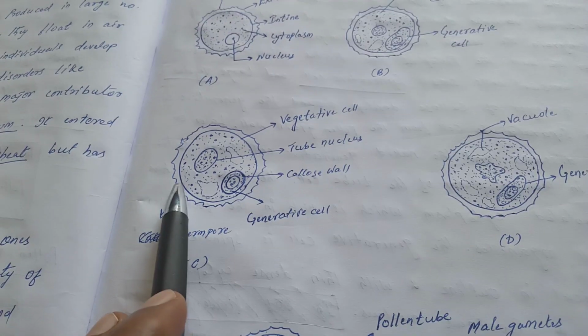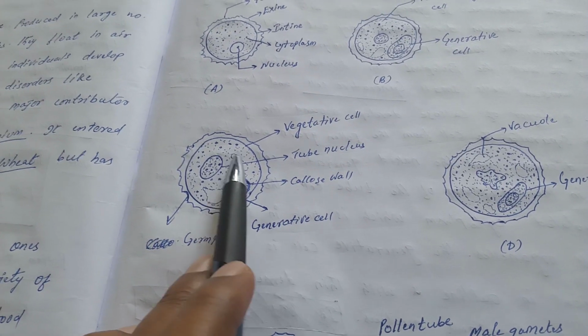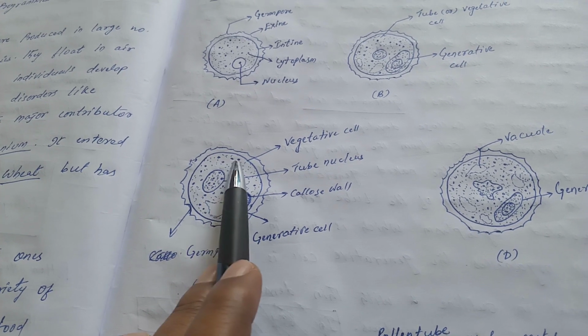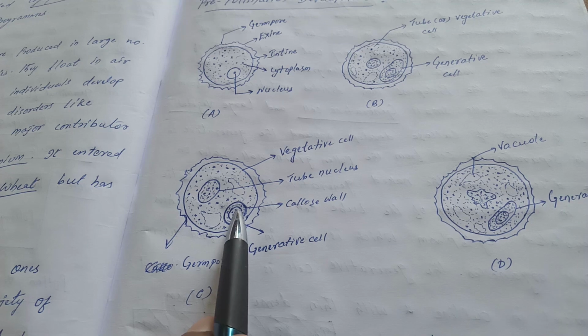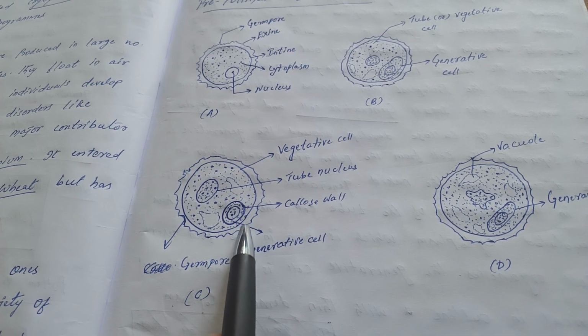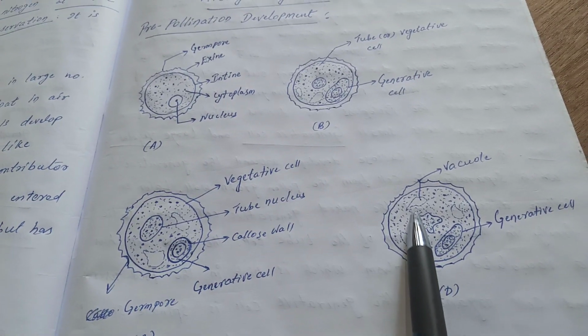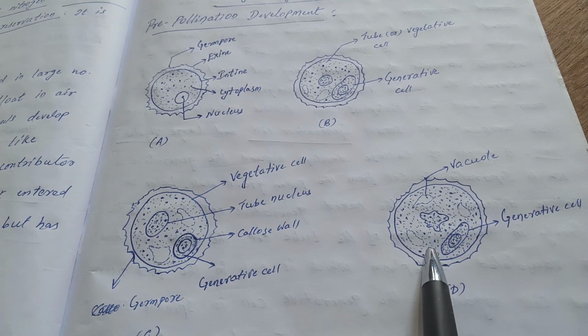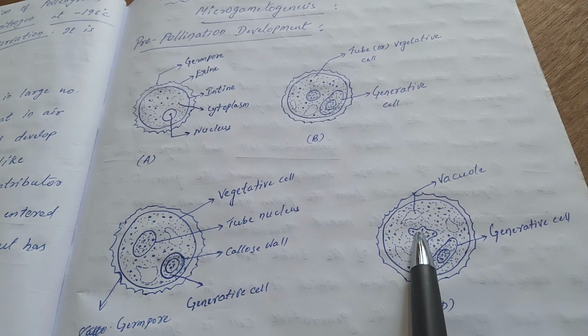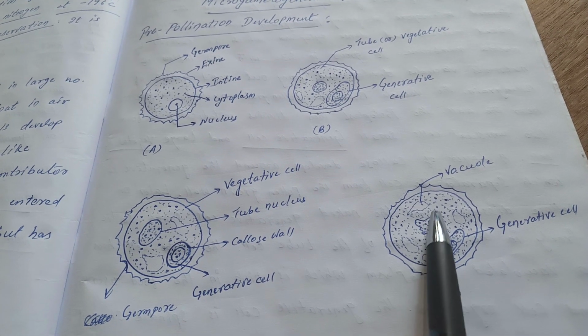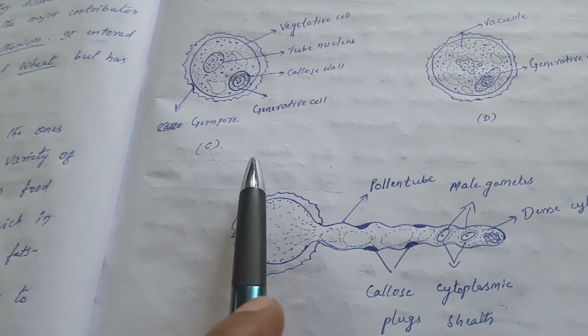And this is the third diagram. So this is the germ pore. This is the vegetative cell, and this is the nucleus of the vegetative cell, and this is the generative cell, and this is the callus wall. This is the next diagram. So these are the different types of vacuoles present in the cytoplasm of pollen grain. This is the generative cell, and this is the nucleus of the vegetative cell, and this is the vegetative cell. And this is the last diagram.